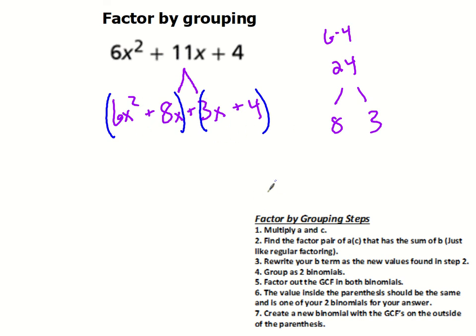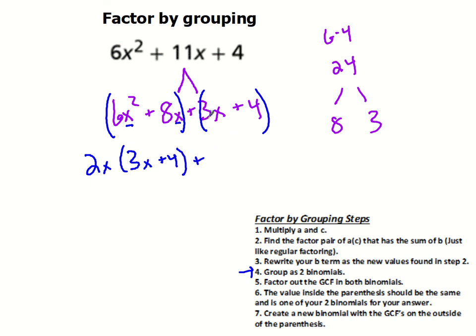Okay, so right now this is step 4. I grouped as two binomials. What I'm going to do is I'm going to factor out the greatest common factor from just this one binomial. So the greatest common factor here is 2x, because they both have an x in common, and I can factor 2 out. So if I factor out a 2x here, this is going to become 3x plus 4.